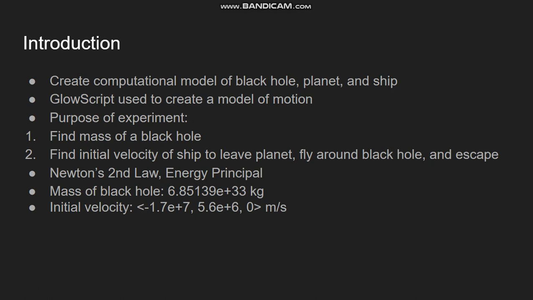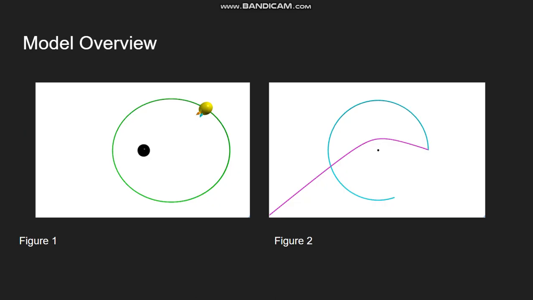The mass of the black hole was found to be about 6.9 times 10 to the 33rd kilograms, and the initial velocity in meters per second was negative 1.7 times 10 to the 7 in the x direction and 5.6 times 10 to the 6 in the y direction. Figure 1 represents a visualization of the first model, while Figure 2 represents a visualization of the second model.